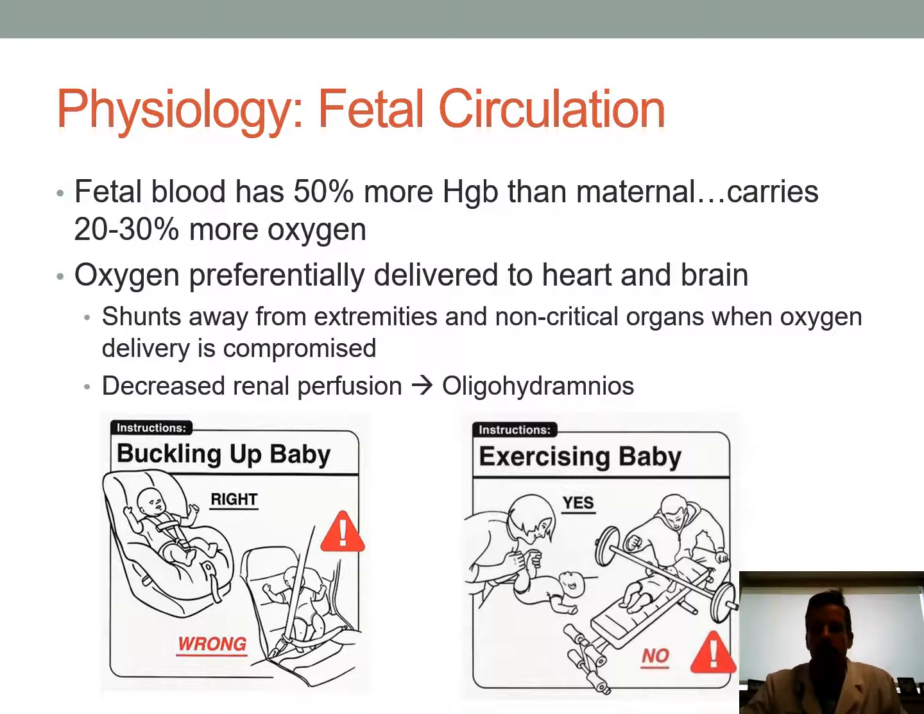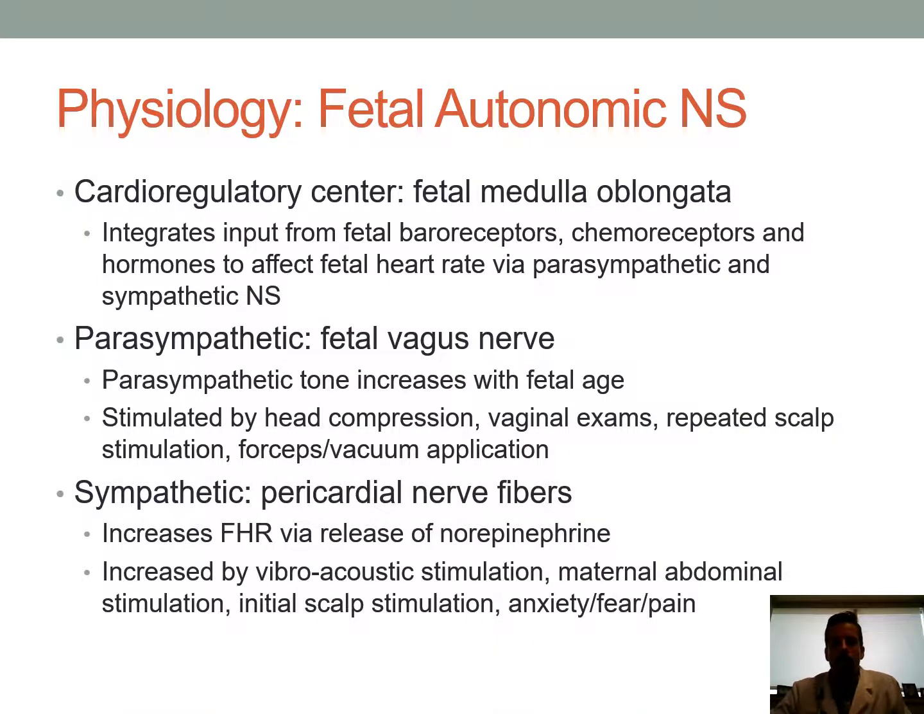Where we can see this objectively in our testing is decrease in amniotic fluid. So oligohydramnios is oftentimes an early sign of a decrease in renal perfusion caused by a decrease in oxygen and nutrition delivery from the placenta. All right, more physiology that you need to know.